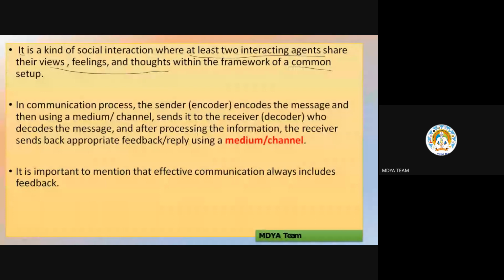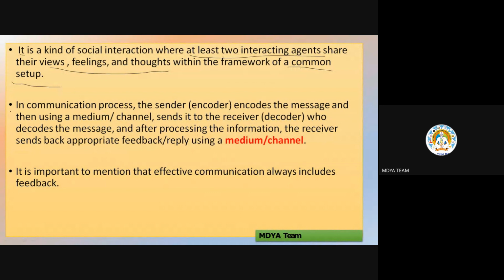For example, we are in an online meeting. In this also you join the same link, so we are in a common setup. Or if you are in a physical offline meeting, then also you share a common space. Then you communicate.